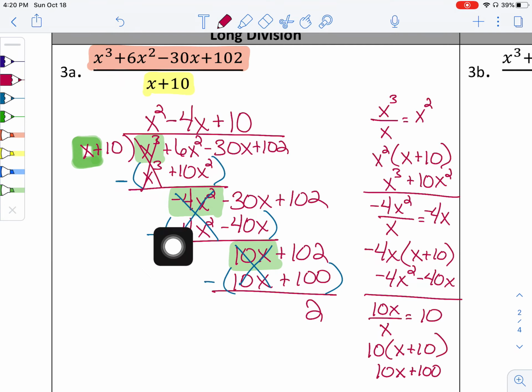Now, we have officially run out of polynomial. There's nothing else here, so you can't put a little decimal point and add some zeros. But what you can do is now write the remainder as a fraction.